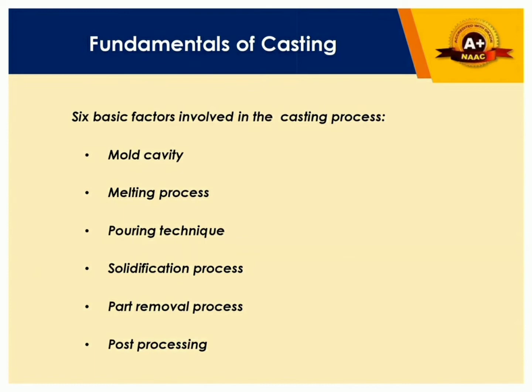Then the part removal, after ejecting or breaking the mold, once the molten metal has solidified inside the mold cavity, the part is removed. This process is also very critical, and we need to carry it out very carefully to avoid damage to the cast part. Then post processing is also very important in the casting process: the extra material attached to the fabricated casting needs to be removed or finished, which comes under post processing.